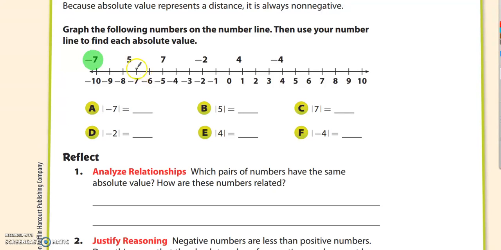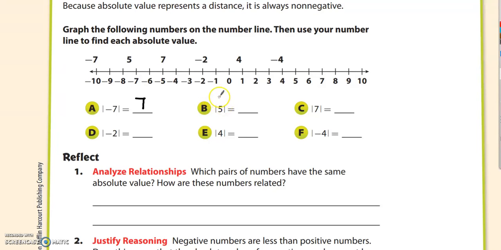-7 would be right here. And then I ask myself a question. How far is that from 0? It is 1, 2, 3, 4, 5, 6, 7 spaces from 0. And 7 is a non-negative number, so I'm going to record that as 7. And then I say the absolute value of -7 is 7. I'm going to do this all 6 times. I know this can be repetitive, but I'm going to do it this way anyway.